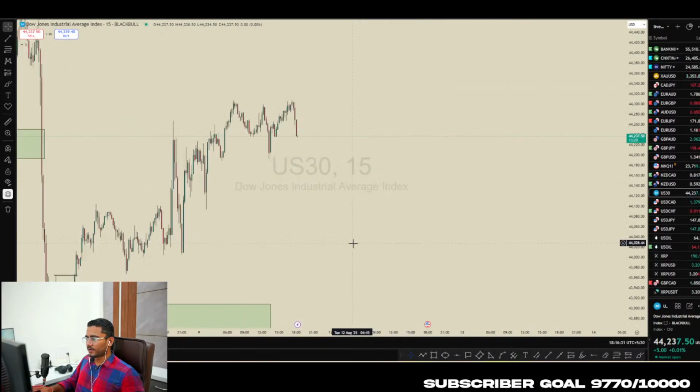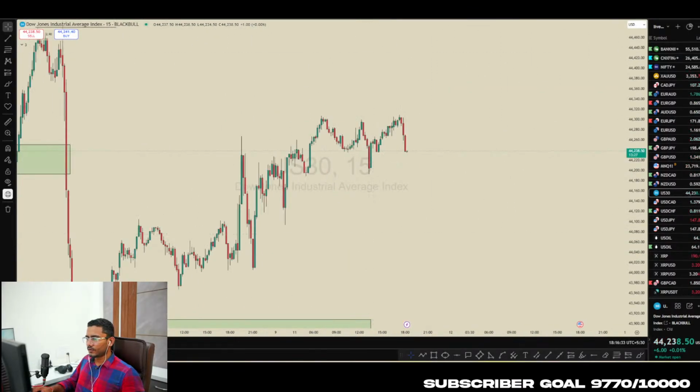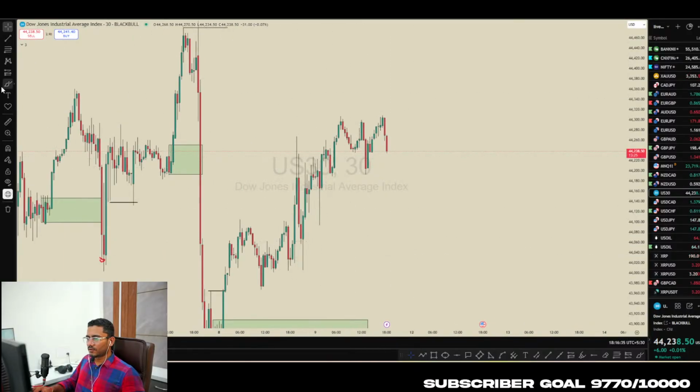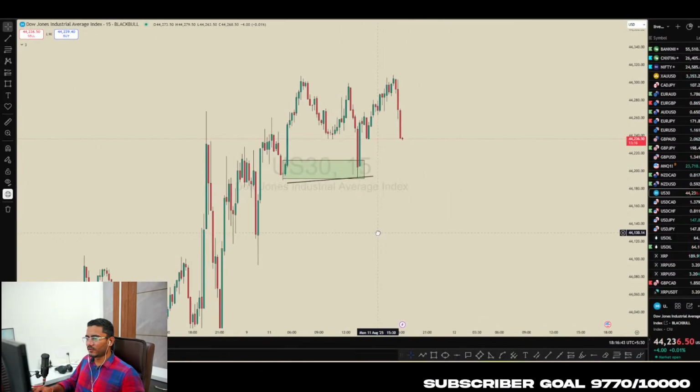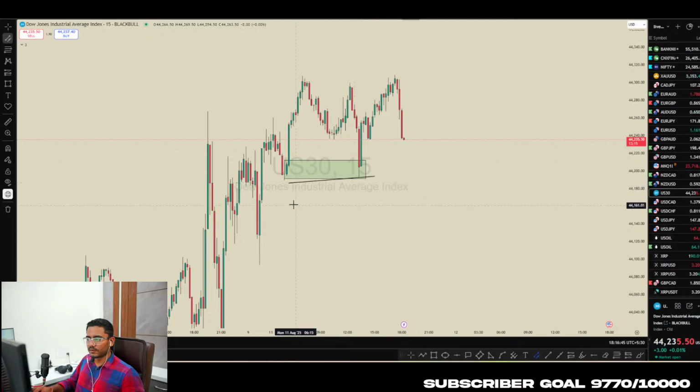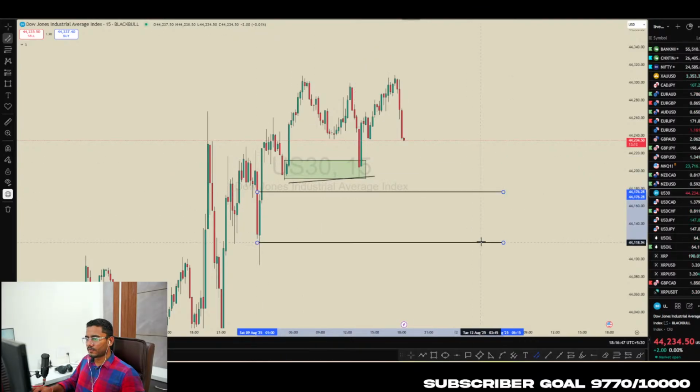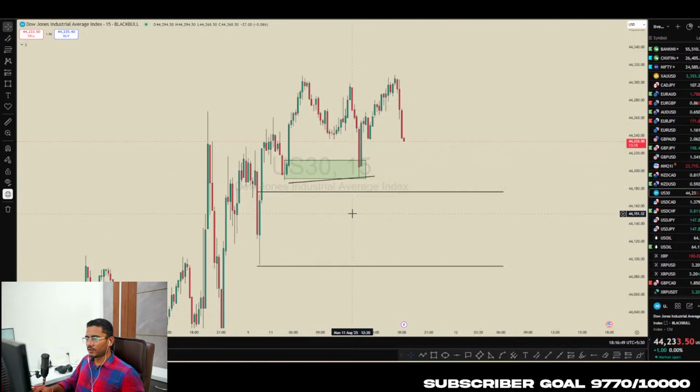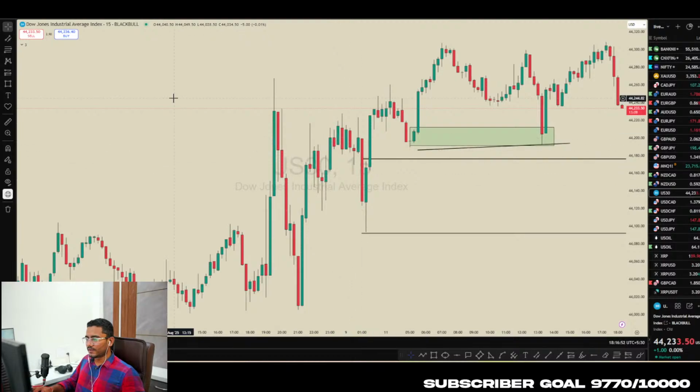So if you go to 30 minutes, we have this order block on 30 minute on US 30, which has been mitigated. So this becomes our trend line liquidity. And if you go to 5 minutes, we can see there is an imbalance below this order block, which is this one. And there is an order block below this area. So we can see price started to sweep this liquidity from here.